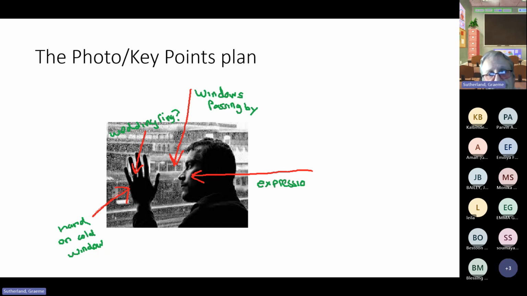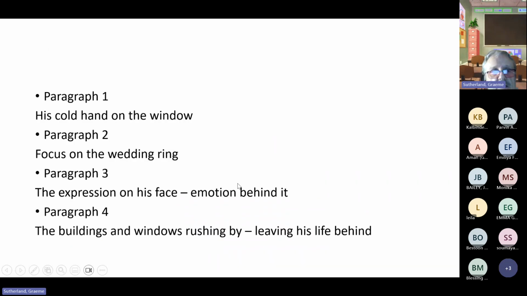And I think everybody can do that, because you can just put yourself on automatic pilot doing that. So paragraph 1 is going to be his cold hand on the window. Paragraph 2, focus on the wedding ring. Paragraph 3, the expression on his face, the emotion behind it. And paragraph 4, the buildings and the windows rushing by. Maybe he's leaving his old life behind. He's going off to the future, an uncertain future, and so on.